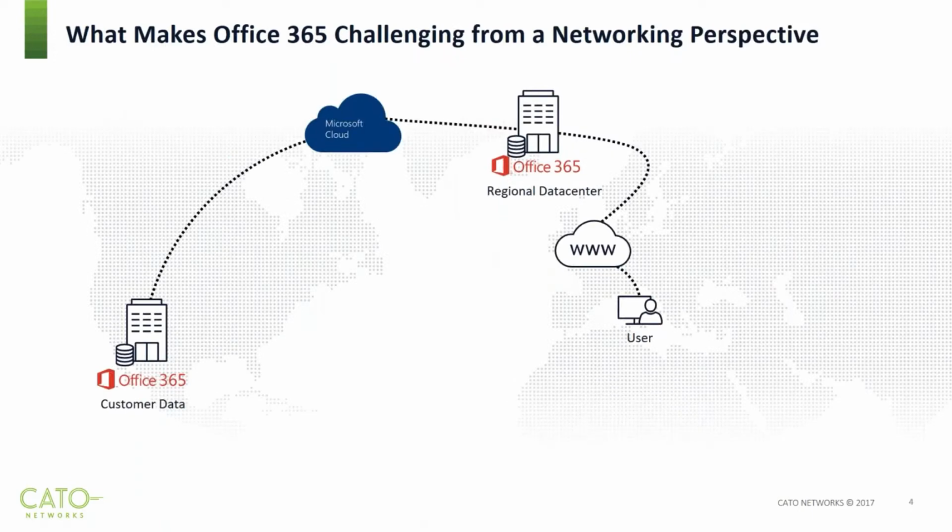So what makes Office 365 challenging? Well, one of the big challenges is that network professionals are dealing with one instance of Office 365 globally. So to have the best performance, you want to have the most direct link possible. And while you may connect to a regional data center, depending on your geography, you may need to traverse the Microsoft Cloud to reach your customer data.